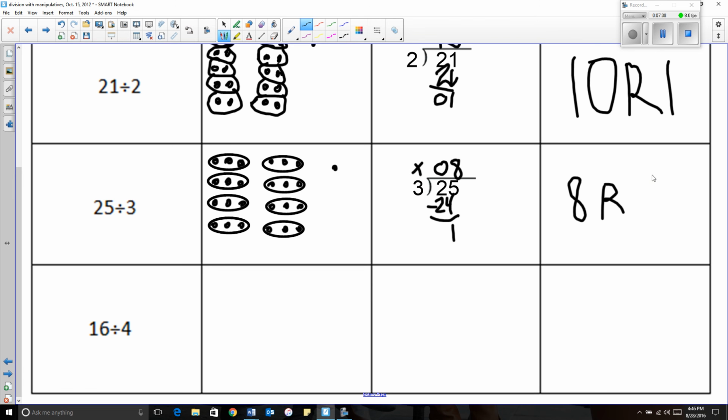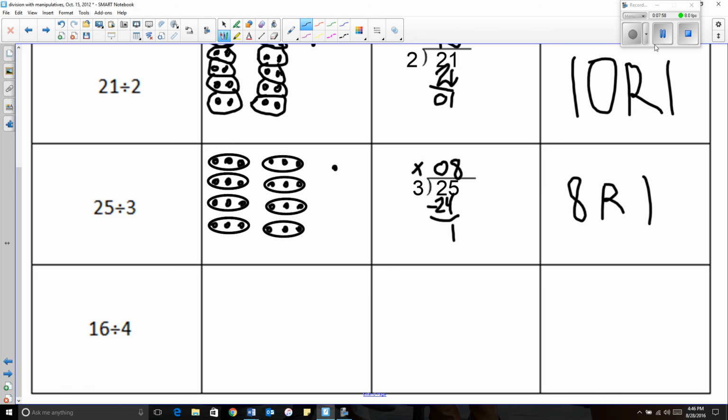So we've got one more problem to do on this side of the paper, and then when we're done, you're going to flip it over and do the other side completely by yourself, doing it with the blocks, drawing the pictures, doing the long division, writing your answer. Check over. Should be an easy 100 if you're paying attention. And when you're done, hand it to the teacher.